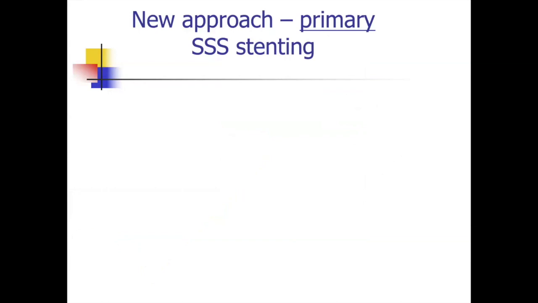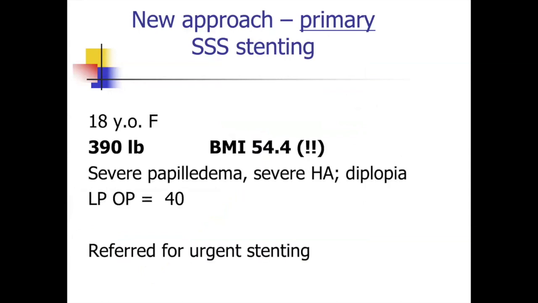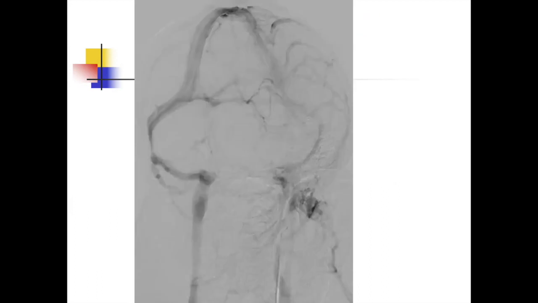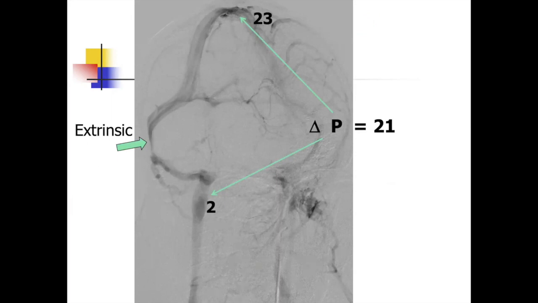And that's led to this new approach on just a few cases. Here was an 18-year-old, 390 pounds, BMI of 54. And again, urgent stenting because her vision's going to hell. And so here is her study. It's an extrinsic stenosis with a 21 gradient.